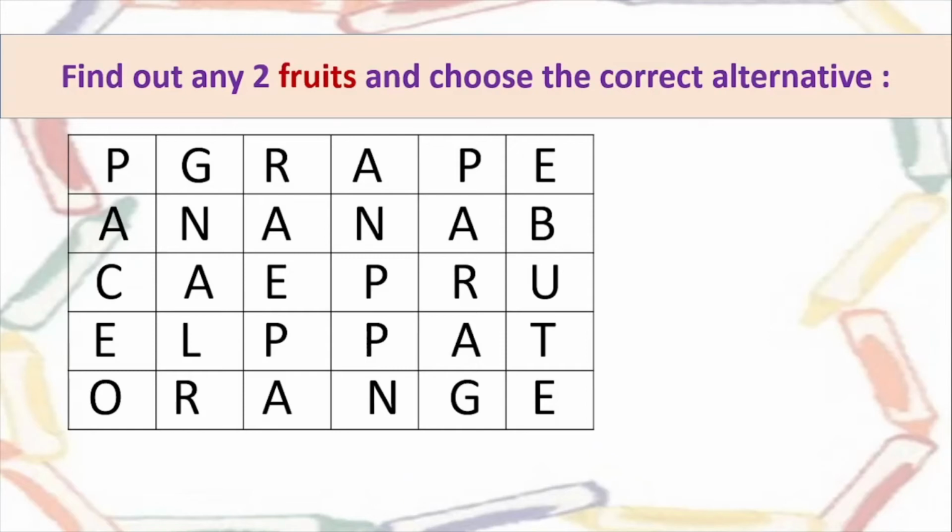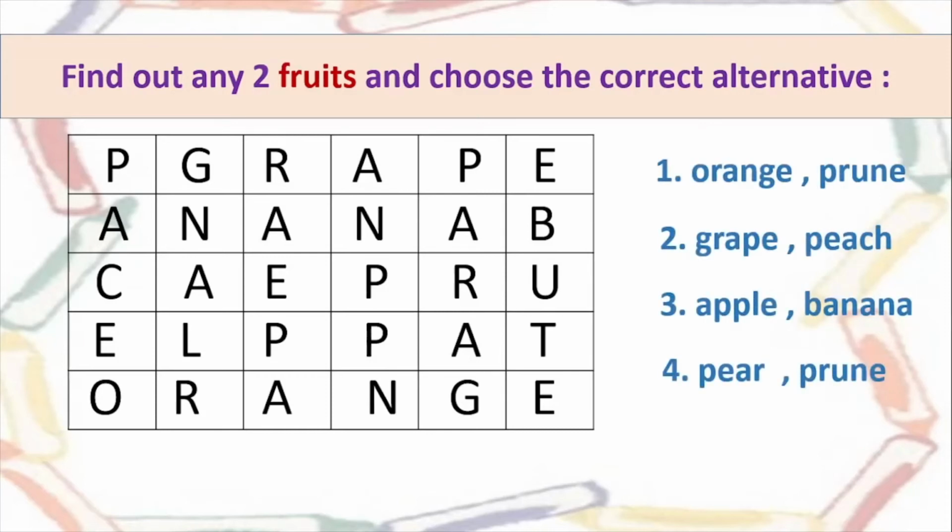The next question, find out any 2 fruits and choose the correct alternative. Now fruits you have to find out. Now as I look at the picture, I can see grape written there. Okay, so let's see which are the options that we have. So is it orange and prune? Is it grape and peach? Is it apple and banana? Is it pear and prune? So which of the 4 will you find here? Which option and both the fruits will you be able to locate here in this particular grid? So come on, which one will it be?